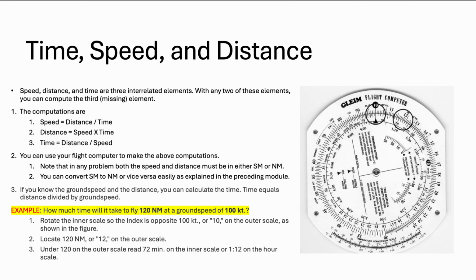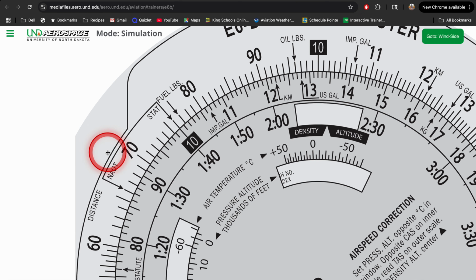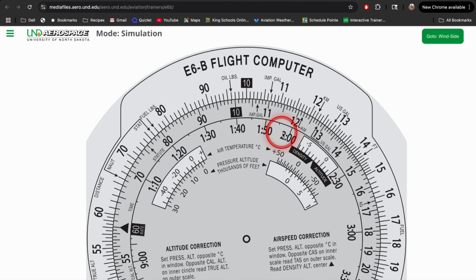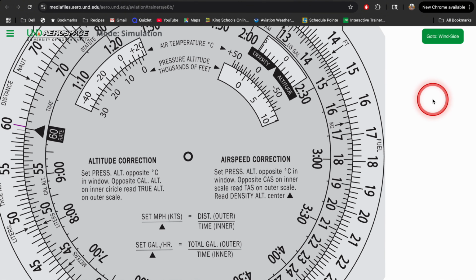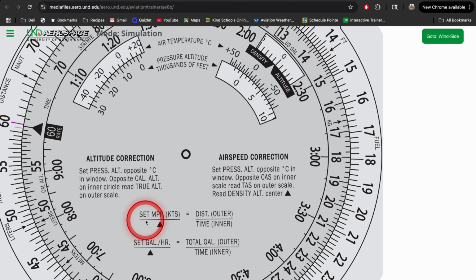Now looking at time, speed, and distance, we already touched on that a bit with some of the computation methods for doing that. Using a flight computer is a little bit daunting at first, but you'll figure it out pretty quick. The question is, how much time will it take to fly 120 nautical miles at a ground speed of 100 knots? So luckily, you can cheat. I don't condone cheating, but luckily these flight computers have directions on them. If you look at the face of your flight computer, it'll tell you right here what to do.